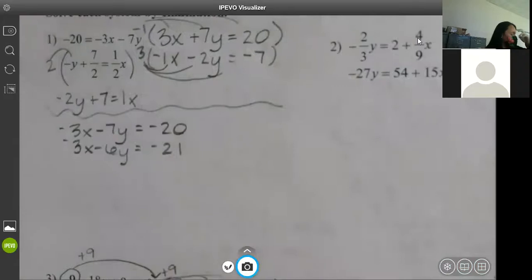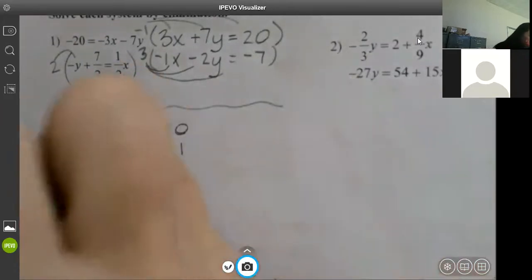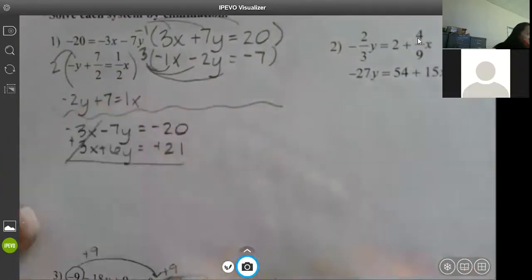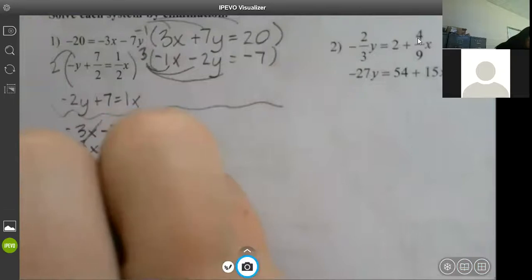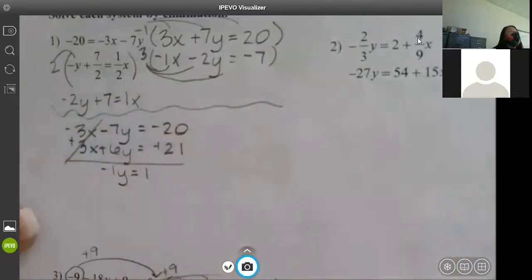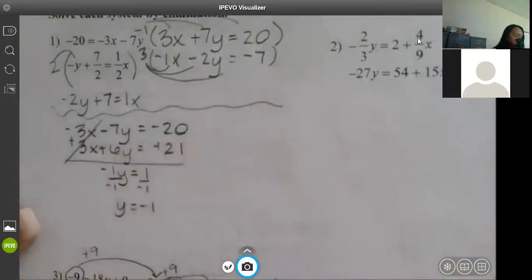How do we get them to cancel out? Change, change, change. And your 3x's cancel out. If you need to, use your calculator. -7 plus 6 is -1y. -20 plus 21 is just 1. How do I finish solving? You divide by -1. And you get y equals -1.